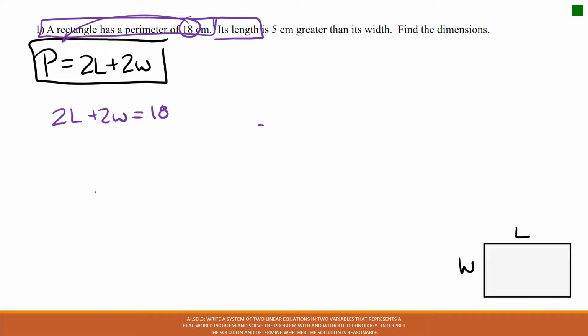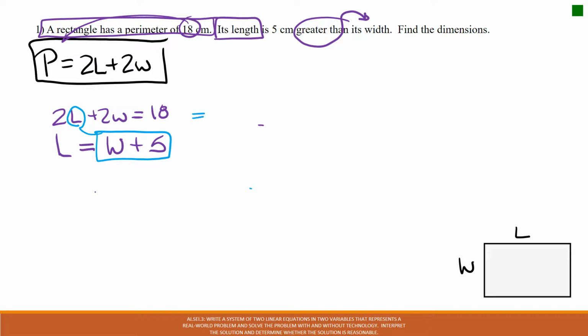Its length is, that's your equals, 5 centimeters greater than. We got to start behind the than, so there's the width, and we need 5 greater than that. We are set up for substitution. This is going in for the L in the other equation.